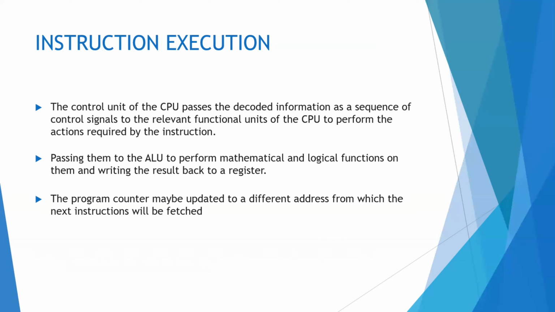Now this is the fourth stage of the instruction cycle, instruction execution. The decoded data is passed through a sequence of control signals to the CPU. The CPU then sends this data to the ALU to perform mathematical and logical functions. The data, after being processed by the ALU, is written back to the register. The program counter, where the data was stored initially, will now be ready to fetch the new data for the next instruction cycle.